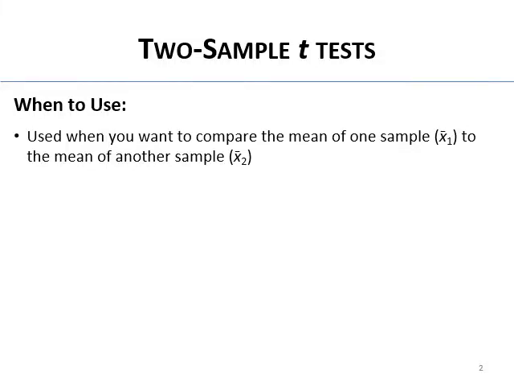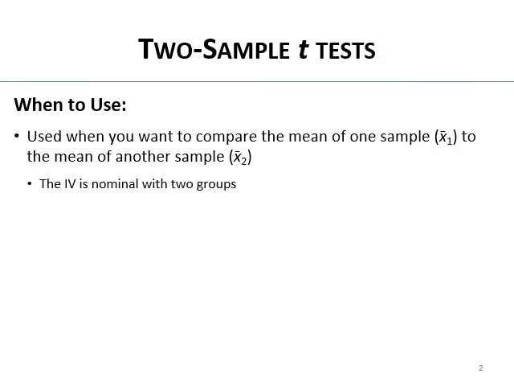So let's see, when do you use two-sample t-tests? This is going to be a shocker. You use them when you have two samples. So you want to compare the mean of one sample to the mean of another sample. Note that there's a little x bar 1 and x bar 2. That means mean of sample 1, mean of sample 2.